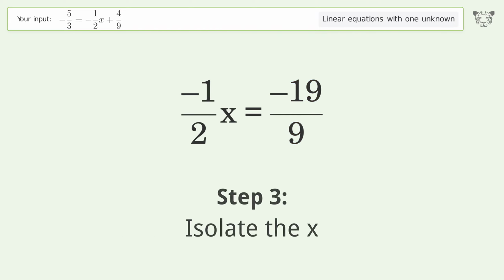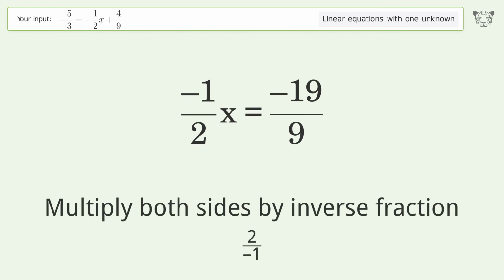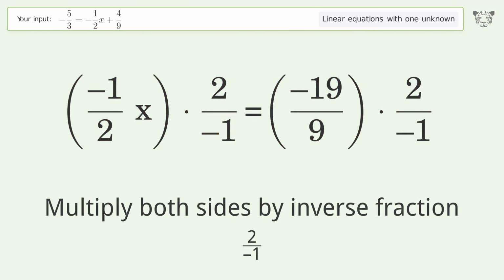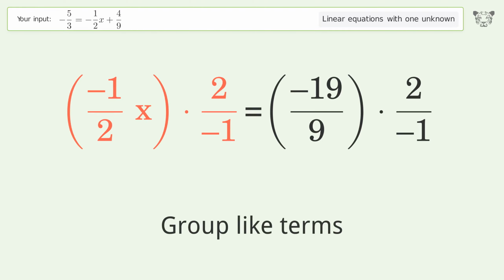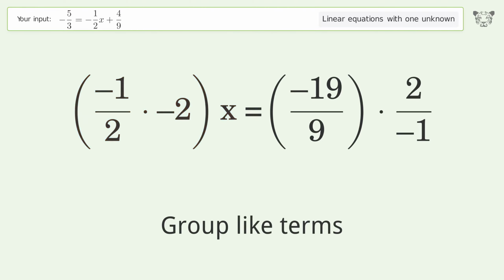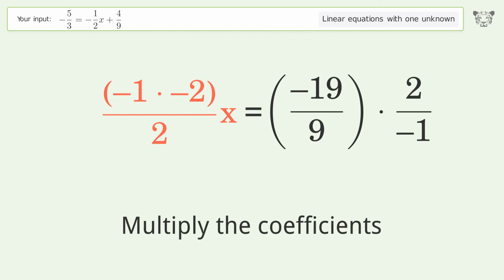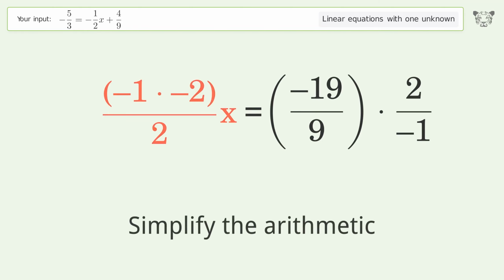Isolate the x. Multiply both sides by inverse fraction 2/-1. Group like terms. Multiply the coefficients. Simplify the arithmetic.